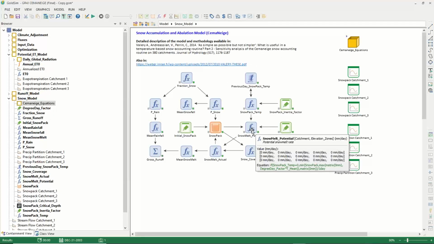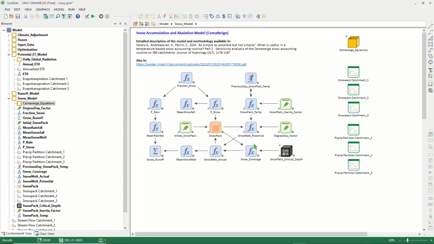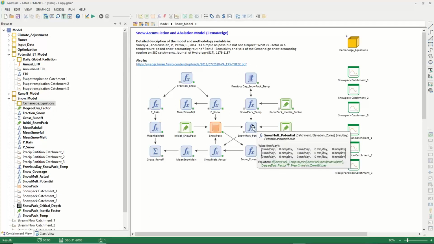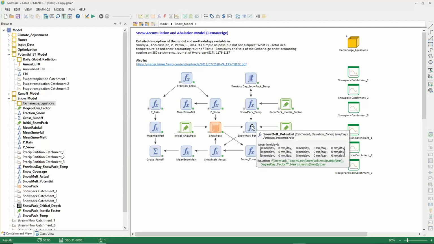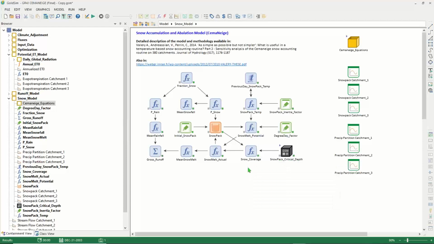Obviously, if your snowpack temperature is below 0, there's no potential melt. If your snowpack reaches the temperature of 0, then you can initiate your potential melt, which is a function of the degree day factor. But you need to adjust that potential melt with the actual snow coverage. As your snow coverage diminishes over the spring, your actual melt will decrease.